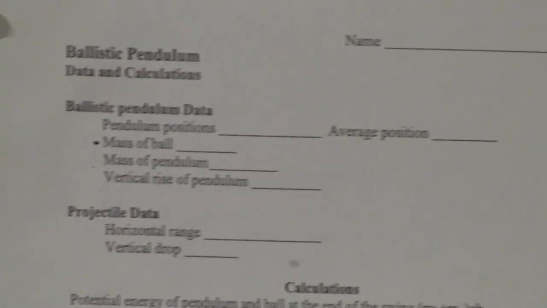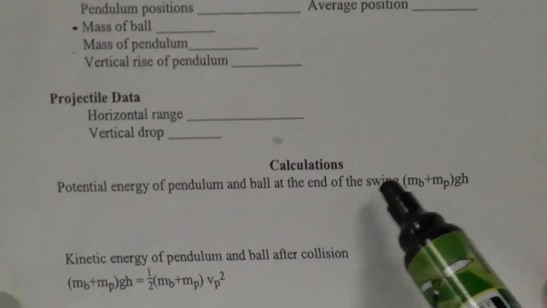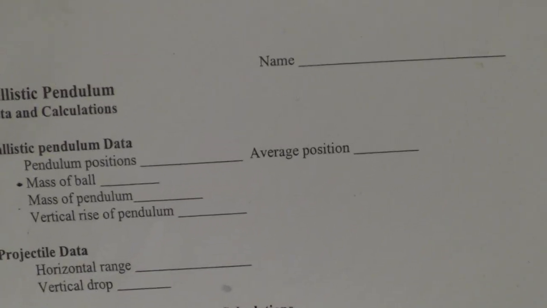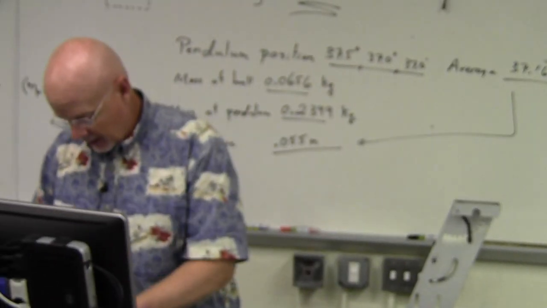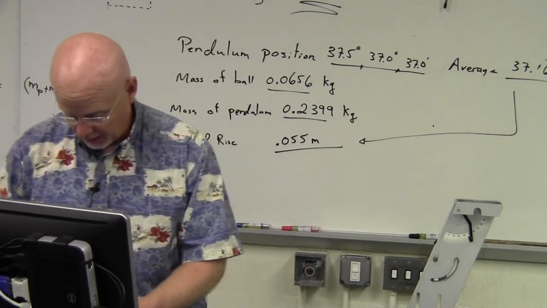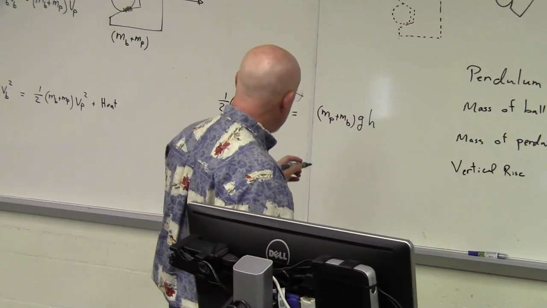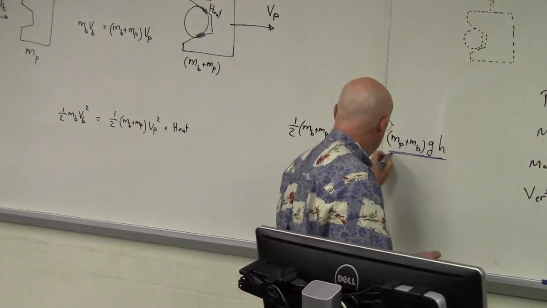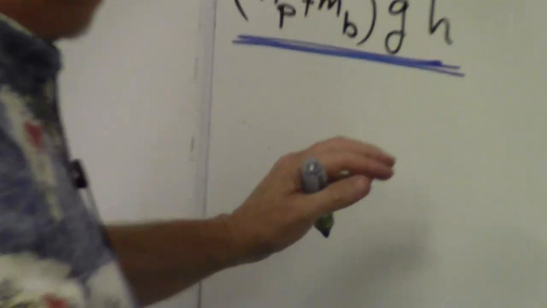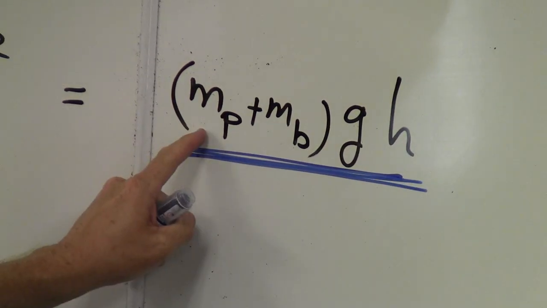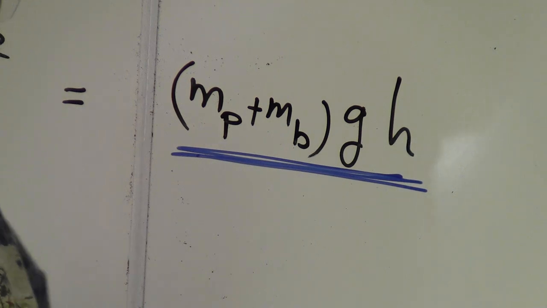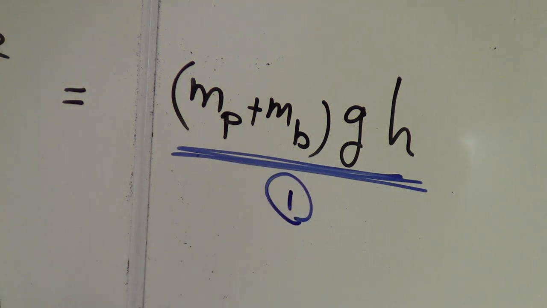And the first one is, what is the potential energy of the ball at the end of the swing? They give you the equation, and I'll give it to you also. Maybe I'll change to a different color so you can see it here. Oh, wait, I already put some colors on here. But let's calculate this right here. Of course, you will need those three things we just measured: the mass of the ball, the mass of the pendulum, and the height. I'll put a number one right here, your first calculation.